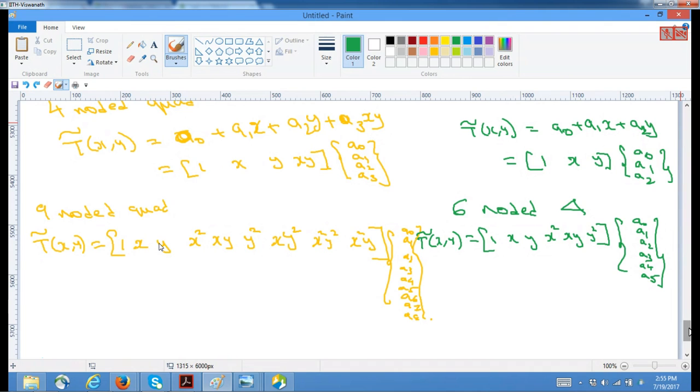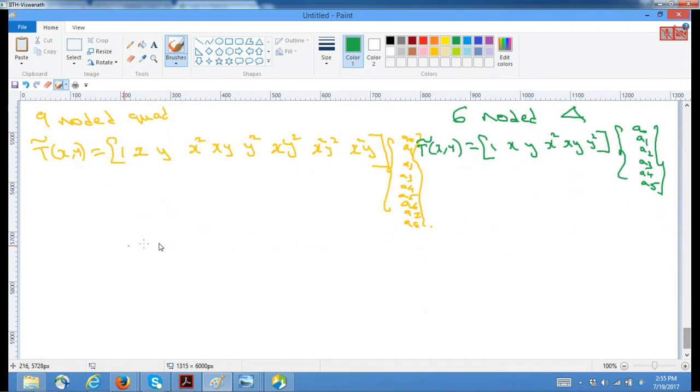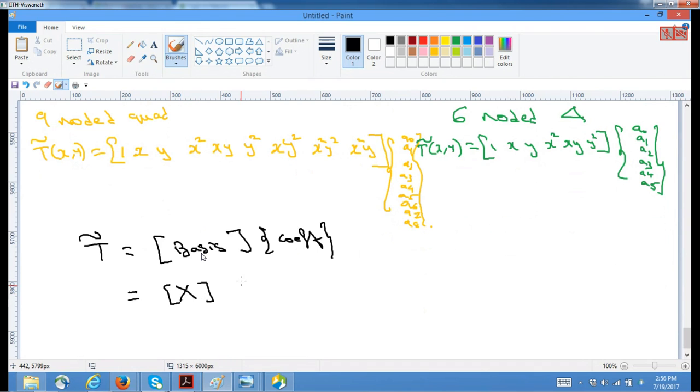As I said earlier, it is better if I represent everything in a simpler fashion because I know my basis is changing. The temperature field is represented by basis times coefficients. So let me write this basis as capital X and this as A. Any temperature field or any degree of freedom can be written as basis times the coefficient, and the basis we are choosing based on the Pascal's triangle.